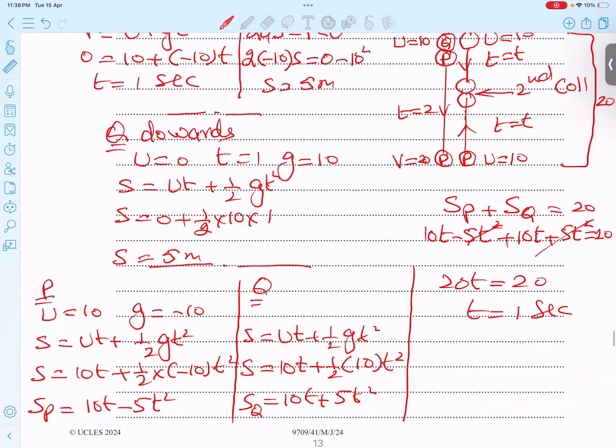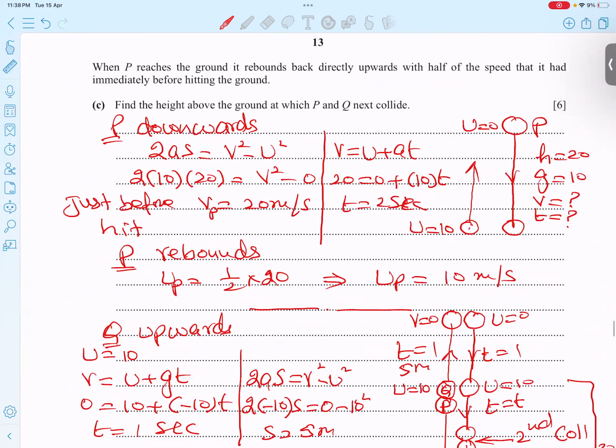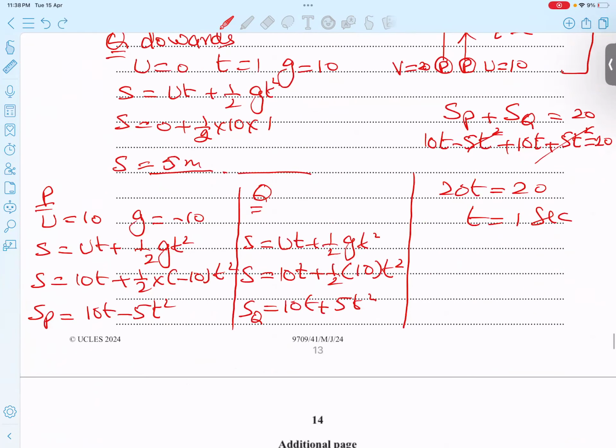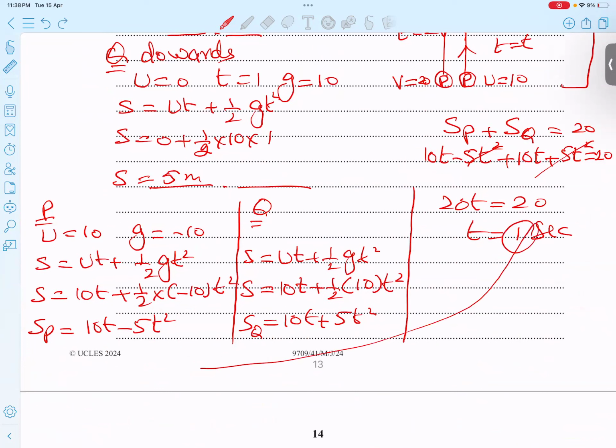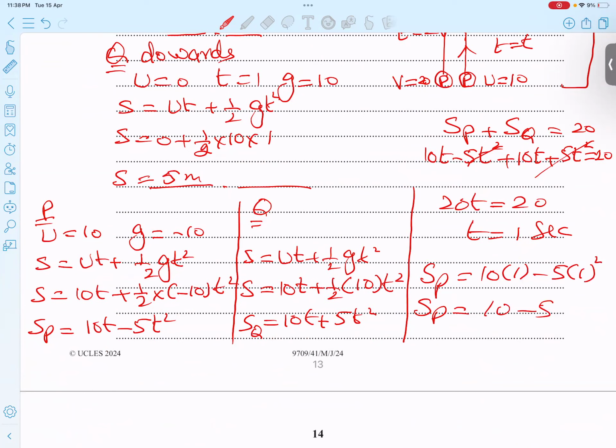But he was not asking this one; he is asking what height above the ground they collide. So I have two choices. I think the best choice is the height from the ground, so P, because P is starting from the ground. SP is equal to 10 times 1 minus 5 times 1 squared. So 10 minus 5. So the height of the P particle from the ground where they collide is 5 meters.